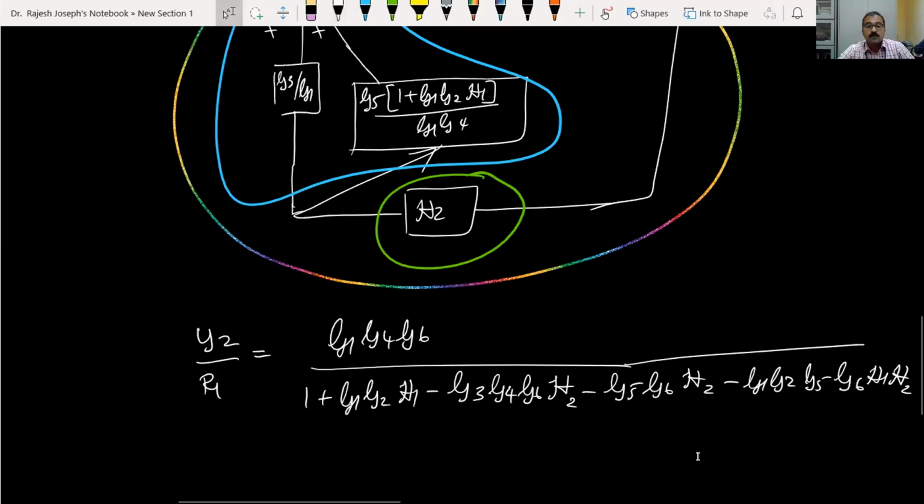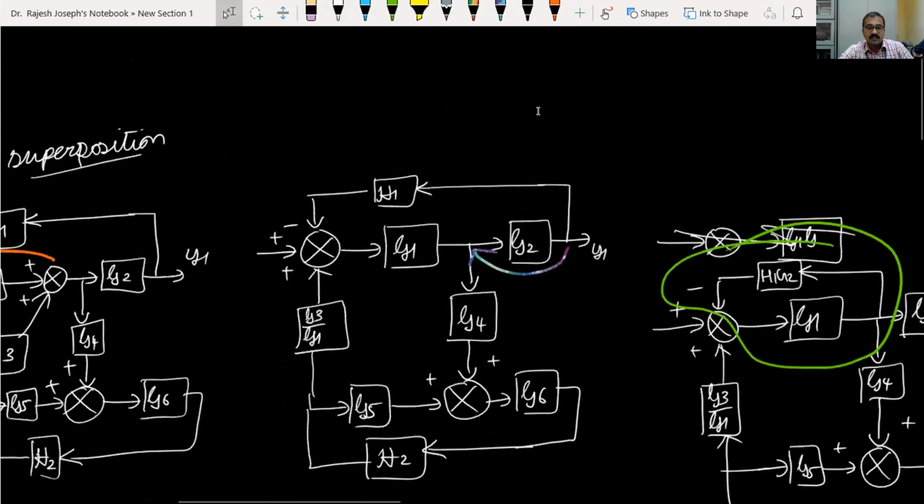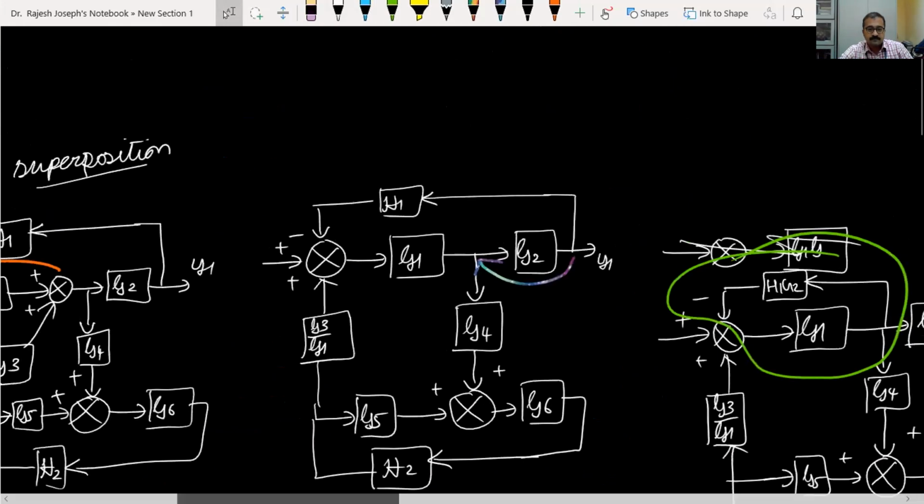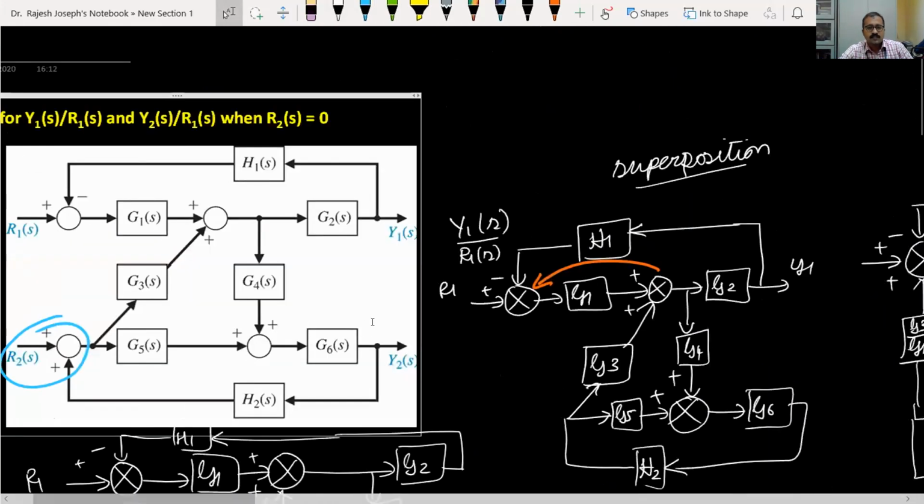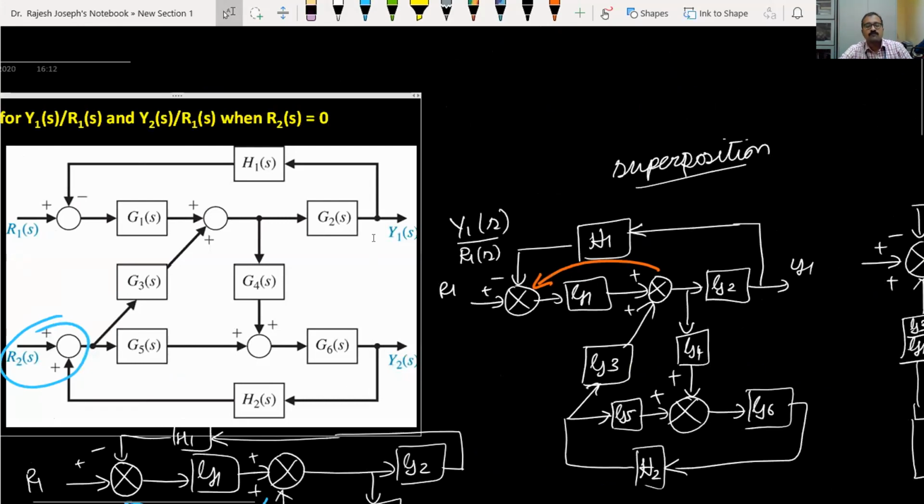Suppose the question is to find the total output. What is the total output Y1, or what is the output Y2 due to R1 and R2? What will you do? You have to consider one input at a time and then add it up. Did you understand what I'm saying? Suppose the question is what is Y2? There are two inputs R1 and R2. So Y2 will have a component due to R1 and another component due to R2.